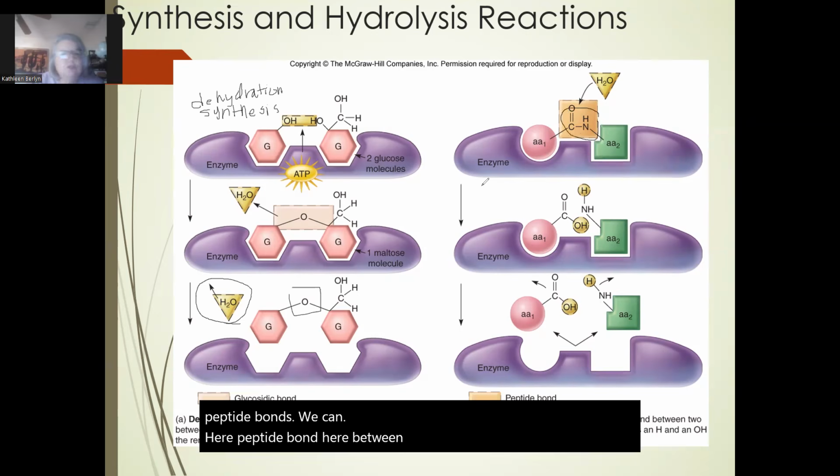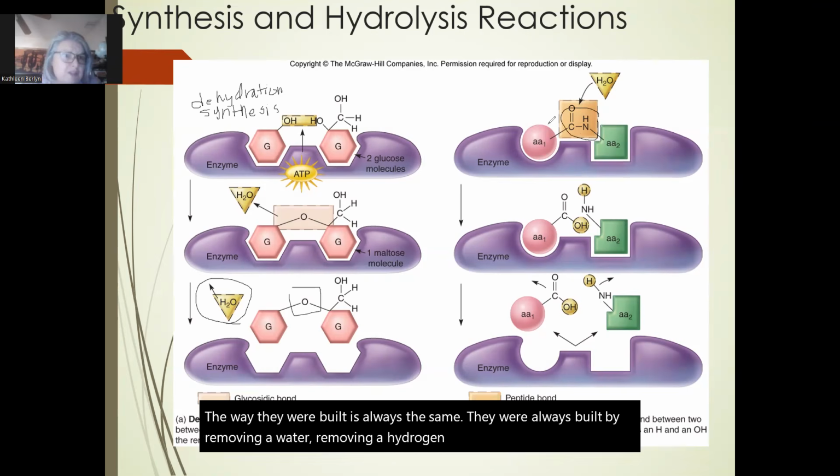Between nucleotides, you form a phosphodiester bond. But even though the bonds themselves are a little bit different, the way they were built is always the same. They were always built by removing a water, removing a hydrogen from one of the molecules and a hydroxyl from the other to form a water. And that removal of the water then makes available a space for a new bond to form to complete those valence shells, if you remember your basic chemistry, and enable then that bond to form.